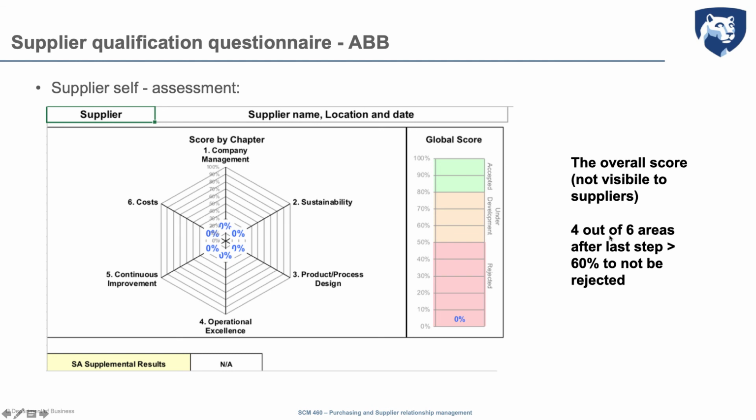Again, if 4 out of 6 areas after the last step are higher than 60%, you meet a higher fitness, but 4 out of these 6 areas need to be higher than 60%. I forgot to mention that there is a further condition: the global score higher than 50%, but you have 6 areas, and 4 areas need to be higher than 60%. So these are the two conditions. The overall score is not visible to the supplier, but the areas and the actions for improvement are shared with them in order to improve in the future.